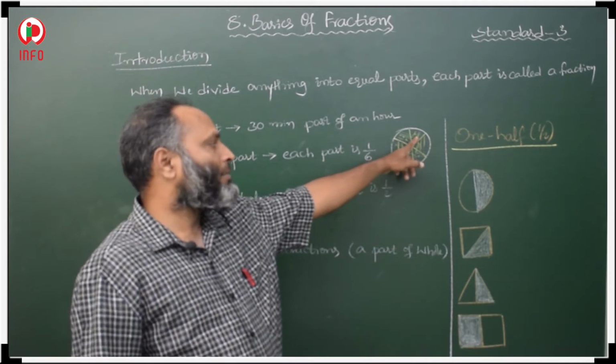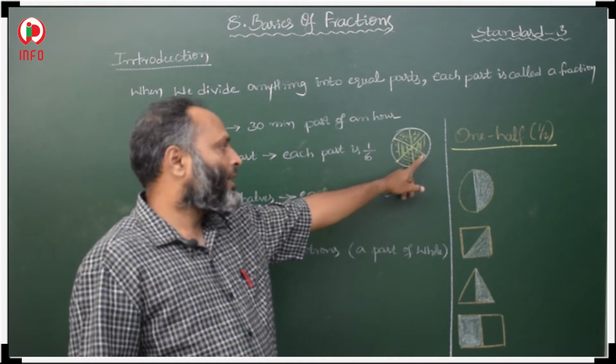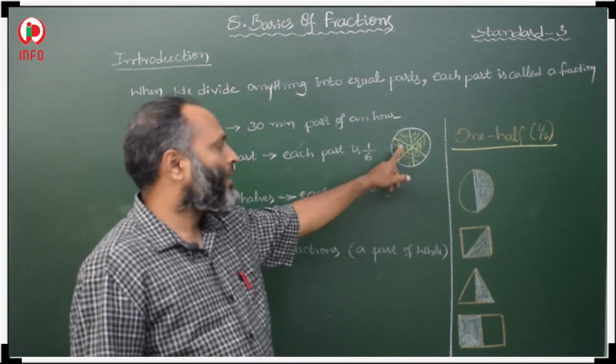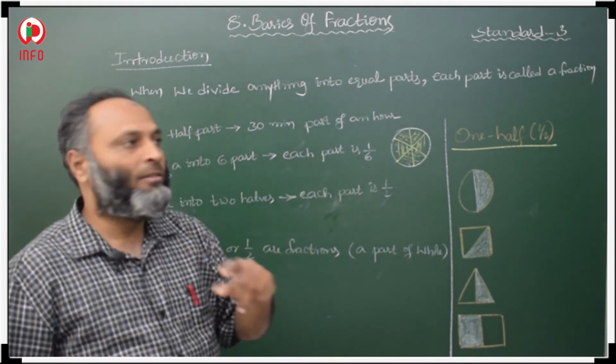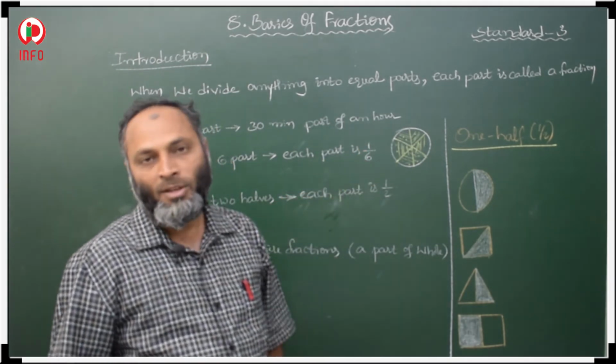1/6. How to represent this part? 1/6. Then how to represent this part? 1/6. Then how to represent this part? 1 by 6. And how to represent this part? 1 by 6. All parts are 1 by 6. How is it? The selected part divided by total parts.